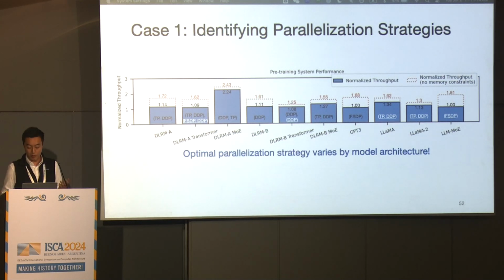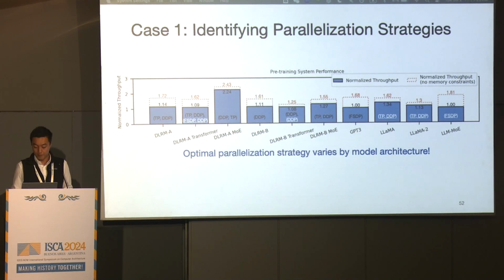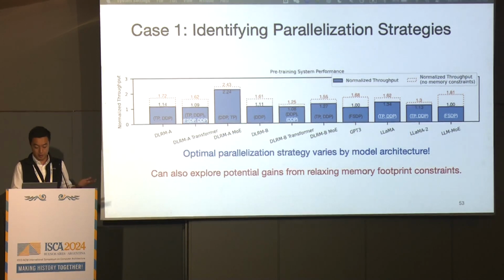And what I really find interesting, besides the numbers here, is that the optimal parallelization strategy varies by the model architecture. So there's not really a one-size-fits-all solution here. And additionally, for models like the DLRM transformers, the parallelization strategy also differs based on your layer type as well. And since MadMax is a performance model, we can also explore potential gains from relaxing memory footprint constraints.